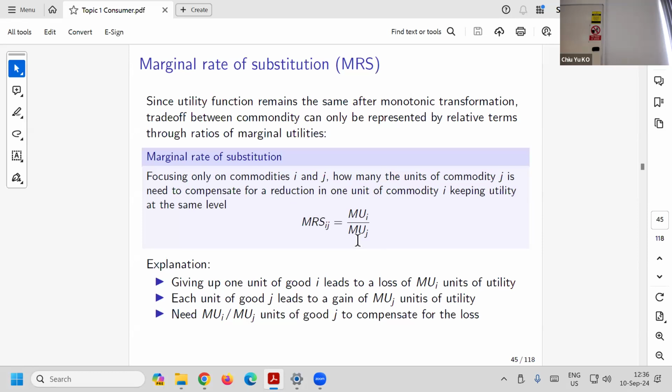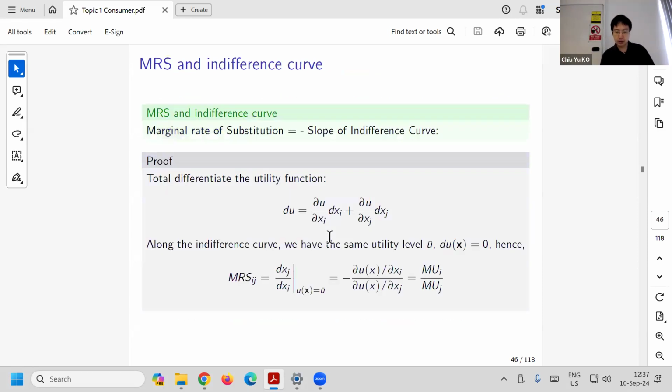Suppose this is 4. That means that if I take out 1 unit of I from you, I need to give you back 4 units of J to make you just as happy as before. Of course, this number changes accordingly because of your marginal utilities changing. Depending on how much you're consuming of I and J, this will change, right? So that would be a very important number to keep in your mind.